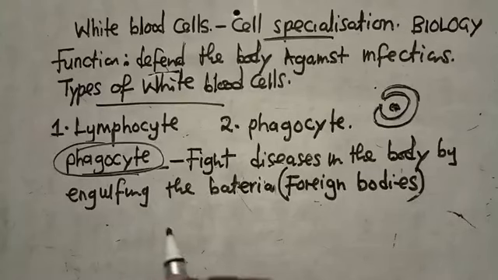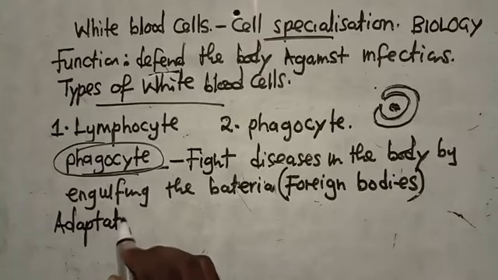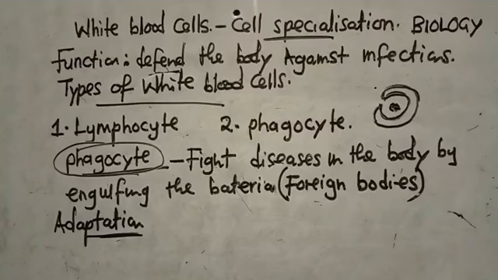Since we are talking about cell specialization, we also need to understand what we call adaptation. One adaptation of a phagocyte is that they have no fixed shape, but they can change their shape, making engulfing of foreign bodies possible. This is what you are supposed to know.